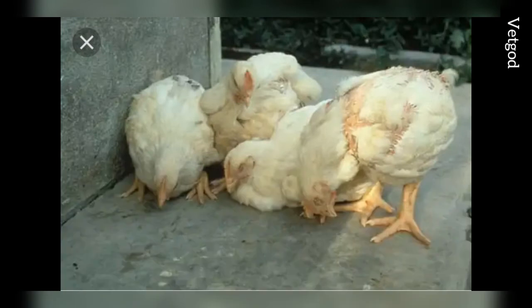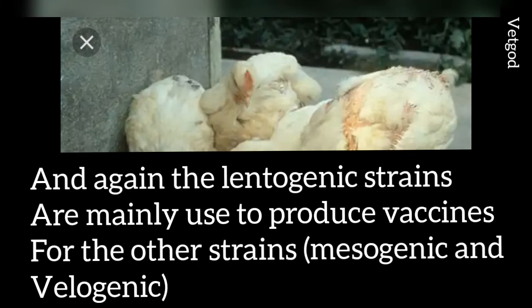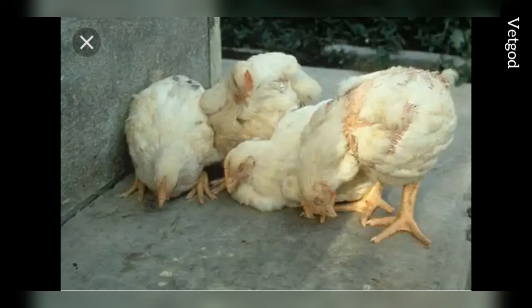So the lentogenics are normally used for making vaccines and drugs for the other types, that's the mesogenic and the velogenic. It's transmitted through infected droppings and respiratory discharges of birds on infected equipment. It also affects chickens and turkeys.